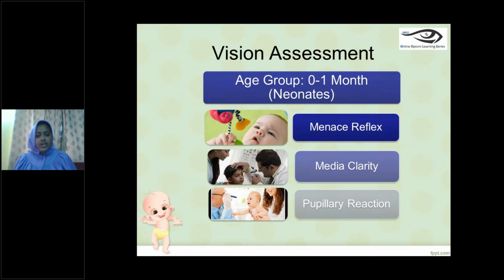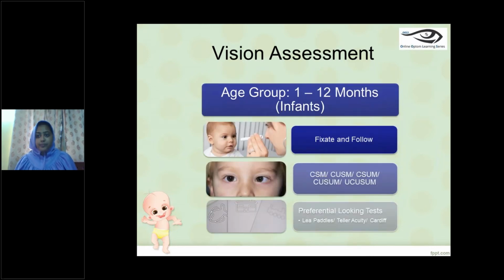Then we have to check for media clarity. We can do that with a simple torchlight or with our retinoscope as well. Then we have to check the pupillary reaction. We have to just check if the pupils are reacting to light or not. Next, moving to the infant group, we have to check if the patient is fixating to light and following it both horizontally and vertically. Then we can record the vision using the CSM method, which is the central, steady, and maintained method. I will be showing you how it is done in the next slide.